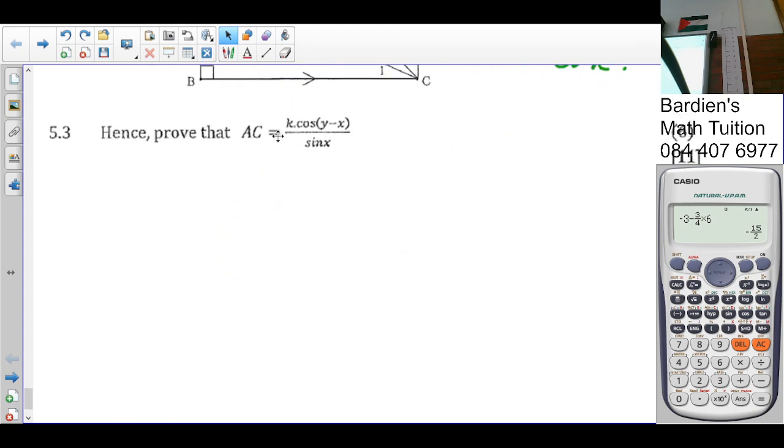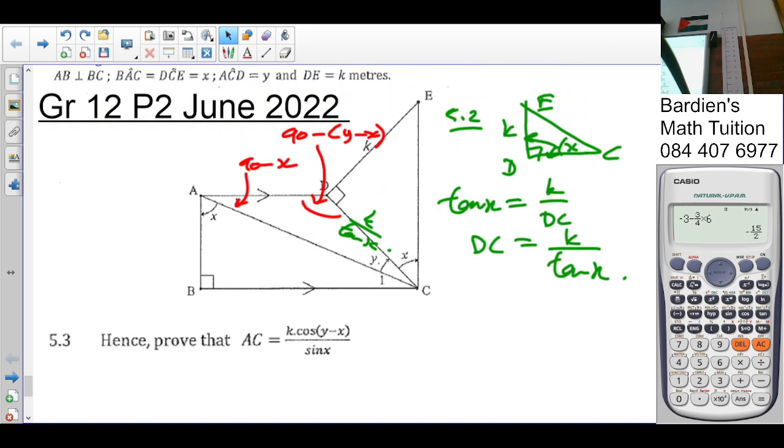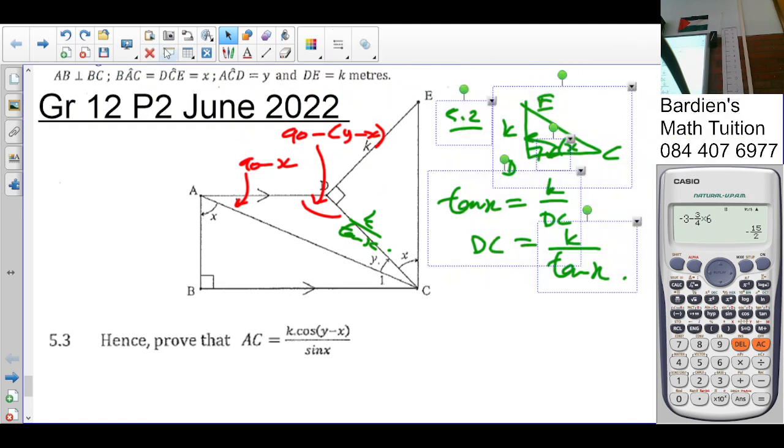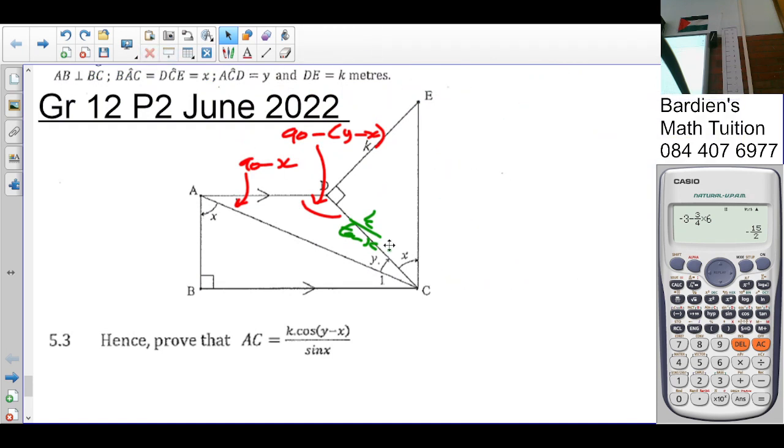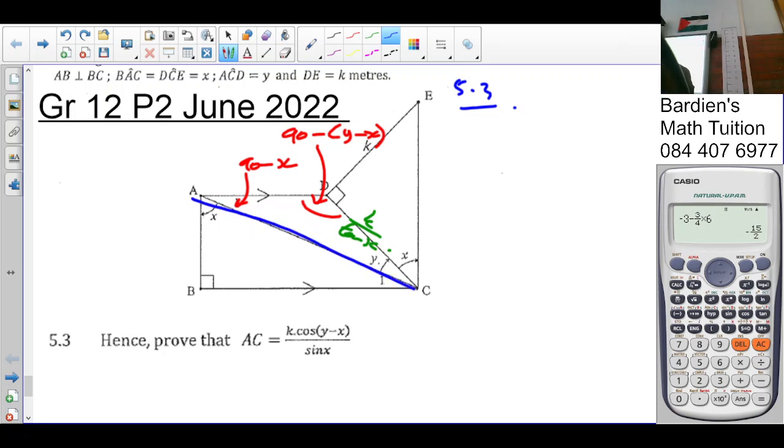Next one. It says, hence prove that. So with the information that we've calculated thus far, we must prove that 5.3, AC, which is this side here, can be written as K cos of y minus x over sin x. As you can see in that triangle, we have many angles. So definitely we're going to use the sine rule. So you must work out AC.